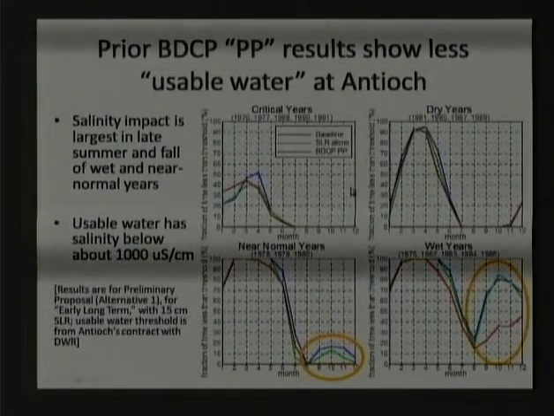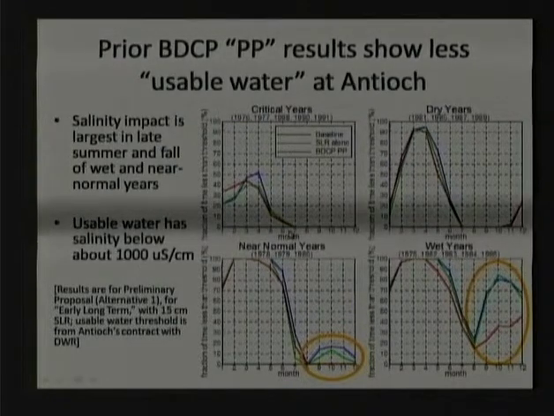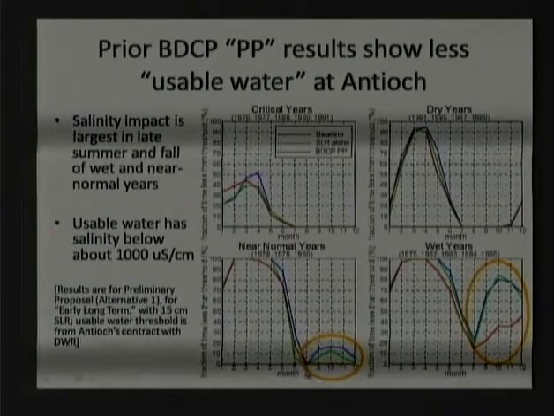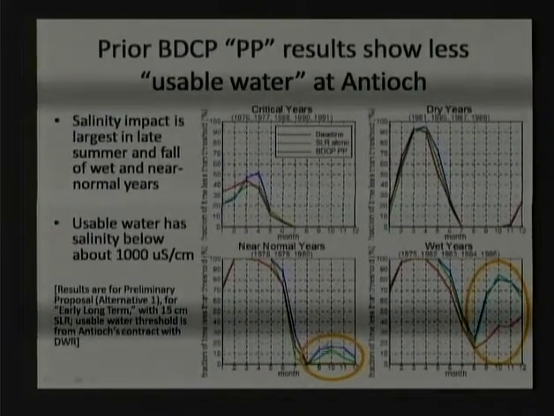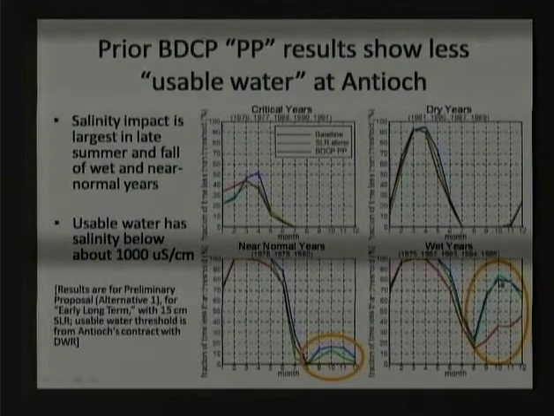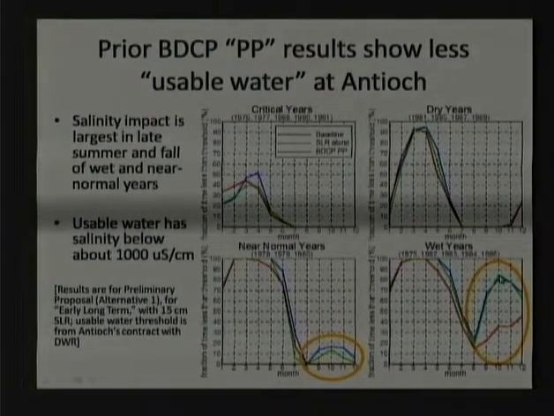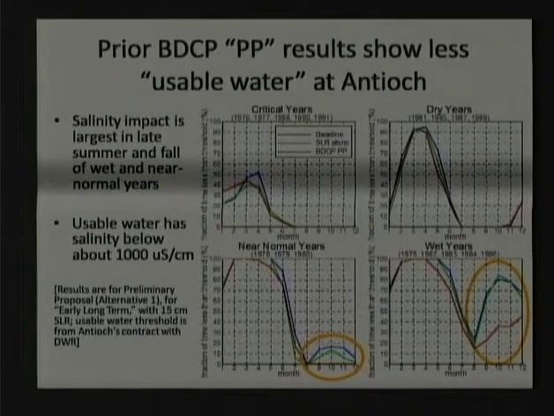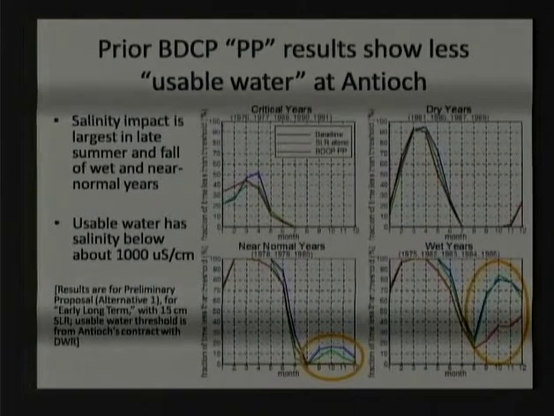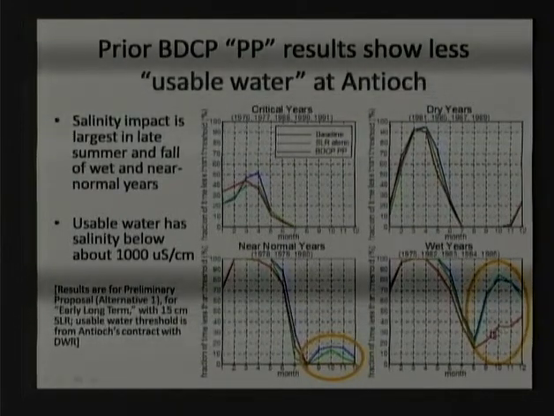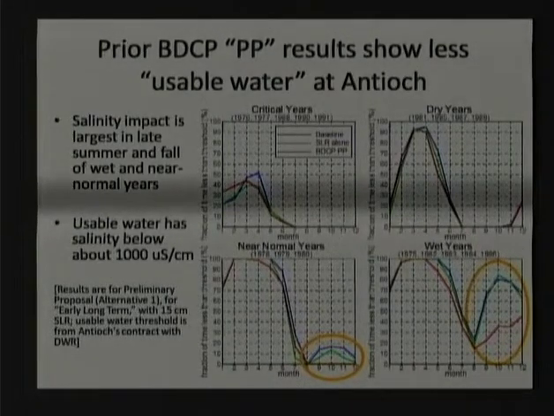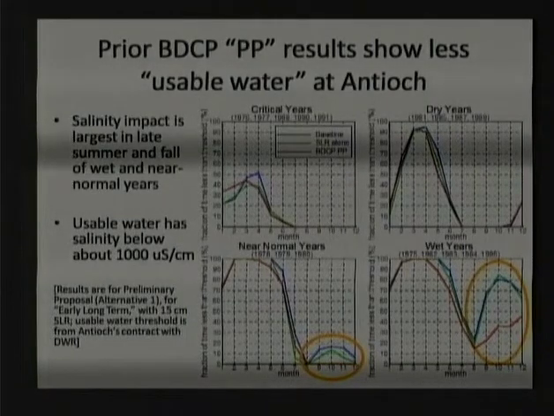And what you can see here is that the prior proposed BDCP project didn't have a ton of effect in critical or dry years, but had a very big effect in the late summer and fall months of near normal years and wet years. So for example, here you can see in the month of October in wet years, Antioch, under both the baseline and the sea level rise condition, would be able to take water from its intake about 80% of the time. But with the BDCP proposed project, that fell to below 40%. So that's a loss of about half the time that the city would be able to take water at that intake. And that's a direct result of the increase in salinity at that location.